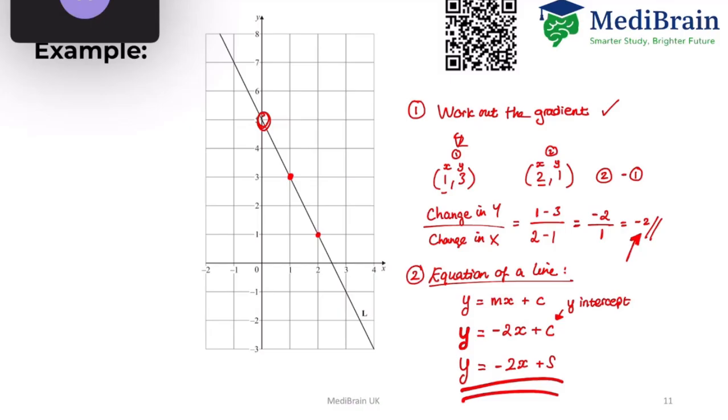So just to reiterate over here, how did we do this? Step 1, if you're not given the gradient, always work out the gradient. So from this graph, you need to pick out 2 coordinates that you can work out the gradient from. So I picked out 2 coordinates and I worked out the gradient. So the gradient was minus 2 that I worked out.